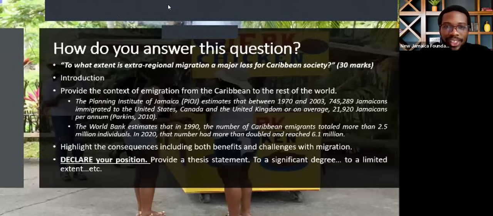For example, I see someone's hand is up. Let's.